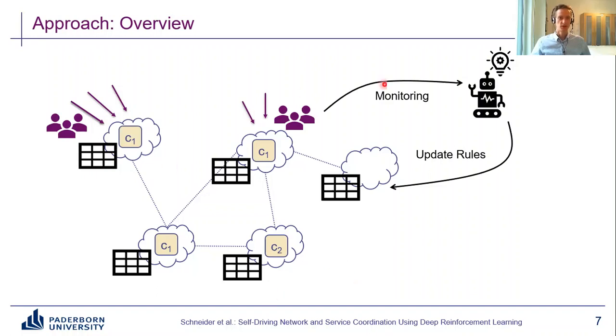This cycle of monitoring and updating the rules repeats iteratively, for example, whenever new monitoring data is available. And during training, we give the agent always a reward that indicates whether we're happy with the solution that it found or whether not. And then based on this, the agent learns how to achieve the desired objectives.